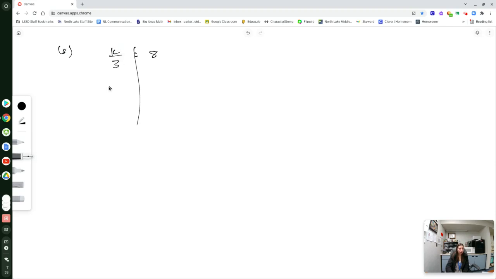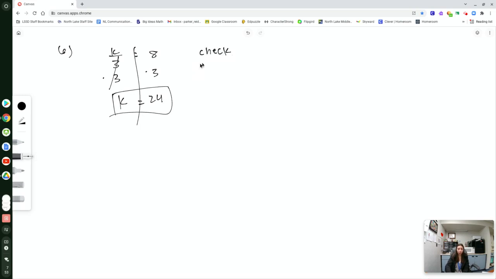So how do I undo divided by 3? I'm going to multiply by 3. Times 3 divided by 3 undo each other, leaving only k left over. But if I multiply this side by 3, I must do the same to the other. I need to multiply this side by 3 as well. 8 times 3 gives me 24. So my solution is k equals 24.